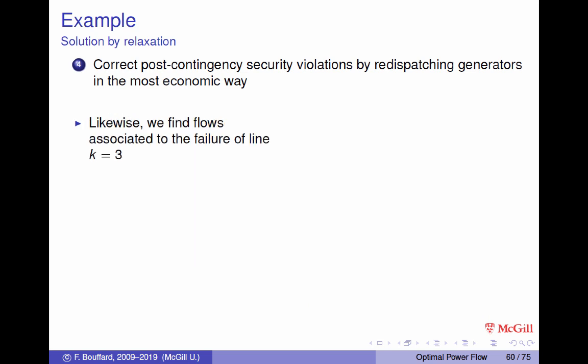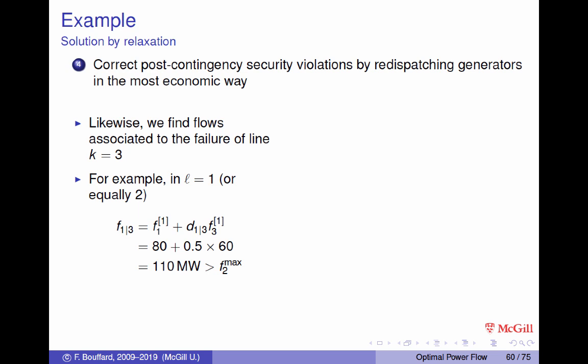So how do we do this? We're going to find the flows associated. Before we go there, we're going to look at the flows associated to the failure of line 3. We're not going to do it for line 2 because it's a parallel line to line 1, and they're identical electrically speaking and capacity speaking. So here we're going to find the impact on line 1 of losing line 3.